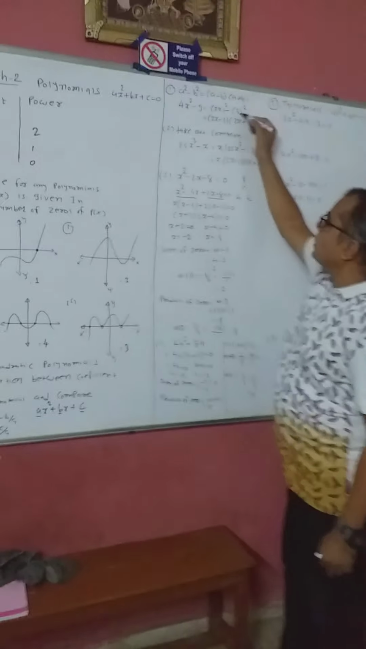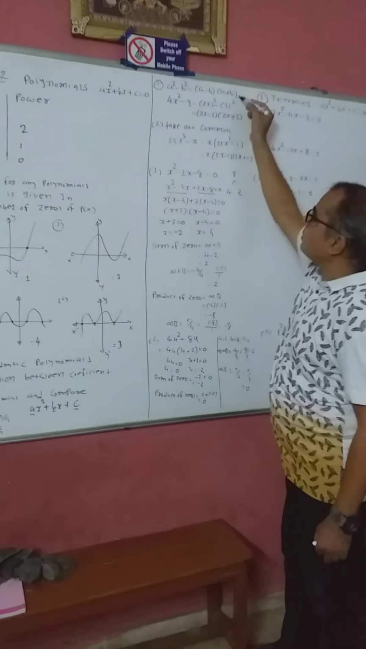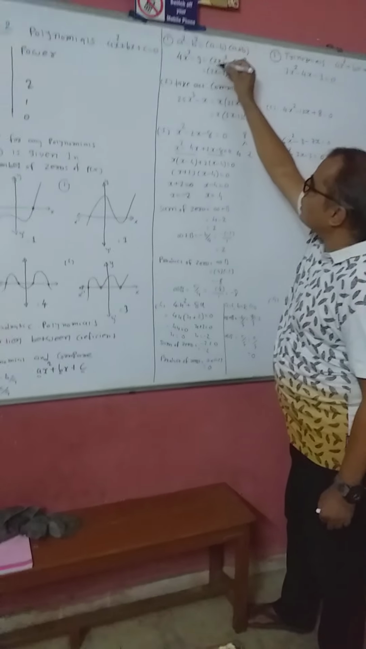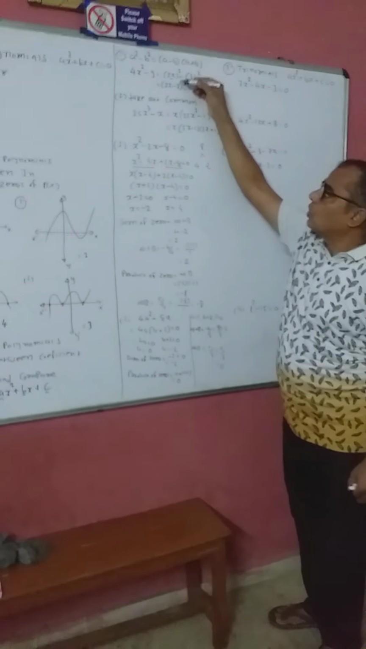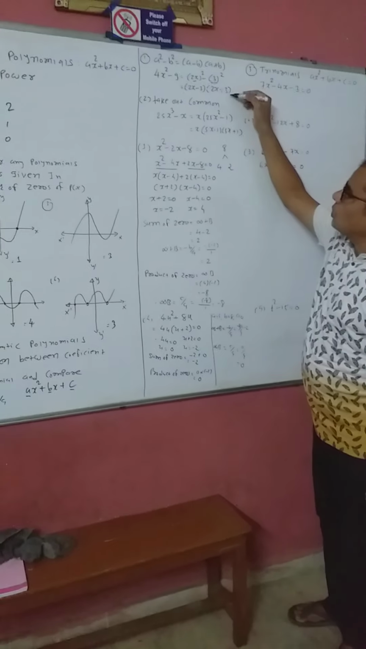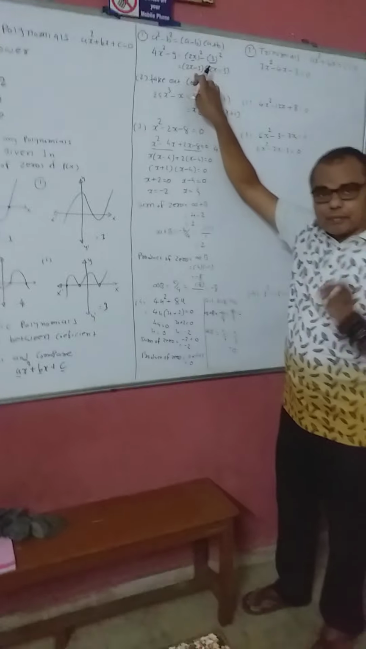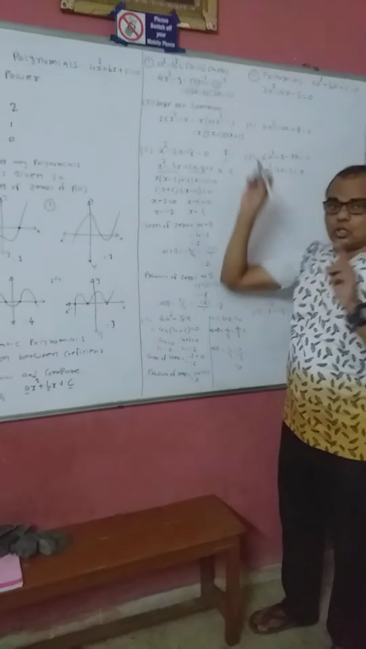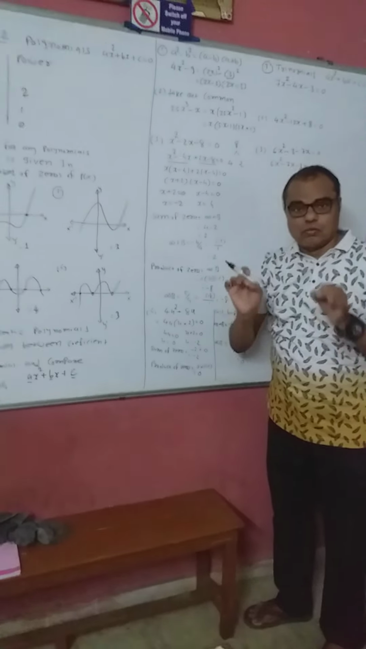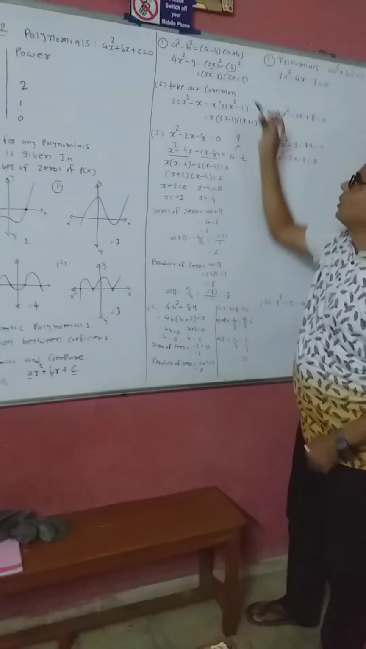Now a square minus b square. Compare this. So a minus b, a plus b. It means this is a, this is b. So you have to write 2x minus 3, 2x plus 3. Simple way: one time minus, one time plus. You have to take the square root and write one minus and one plus sign.